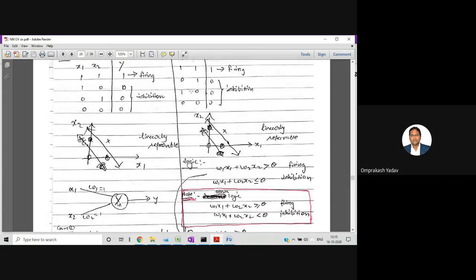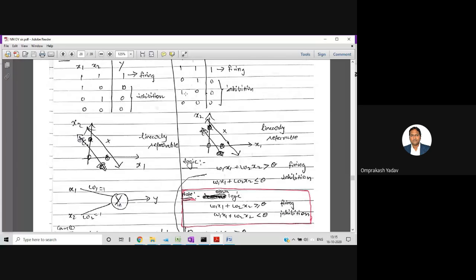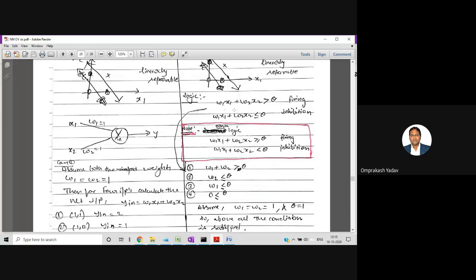Now the third is 1 comma 0. Again this is an inhibitory condition, so we substitute in this equation. x1 is 1, so W1, and x2 is 0, so this will become 0. So W1 is less than or equal to theta. This will become the next equation. And the last equation is where both the inputs are 0, so 0 is less than or equal to theta. This will become the fourth equation.